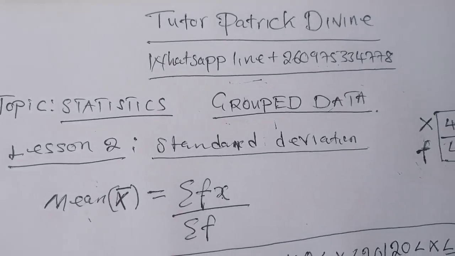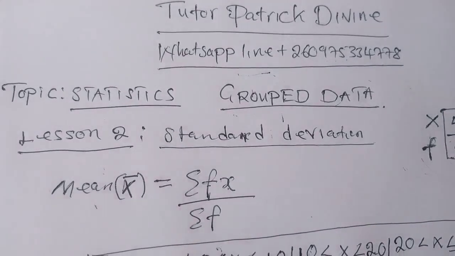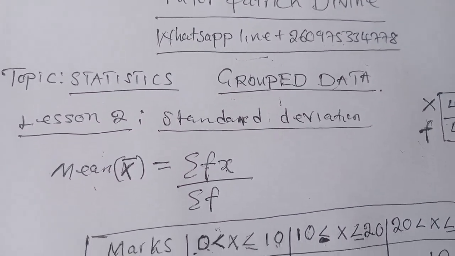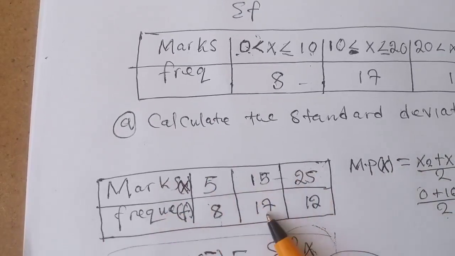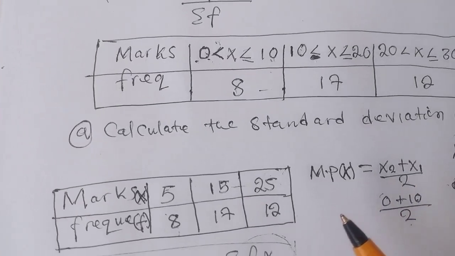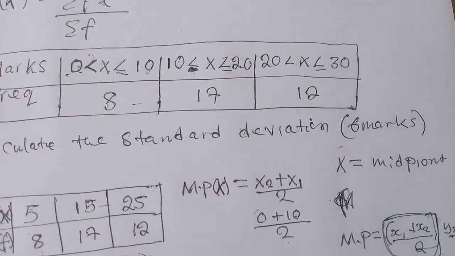So this is the grouped data that we have been doing. Remember, the first thing about grouped data, you need to make a box for ungrouped data. Then you use that same formula to calculate the standard deviation, as simple as that. Then you get your 6 marks like that.